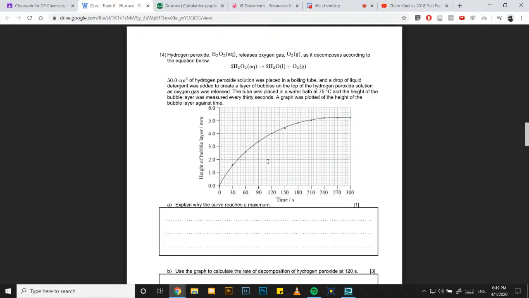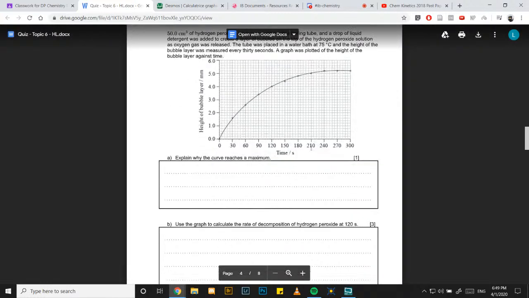The height of the bubble layer is increasing, which means there are probably more gaseous bubbles being formed as it keeps going. The height just keeps going up, so that shows it's a part of the rate of reaction. The reason the curve reaches a maximum is because as the reactants are converted into products, the reactants are being used up, and that slows down the rate of reaction. So that's 1 mark, and that's all you need to say.